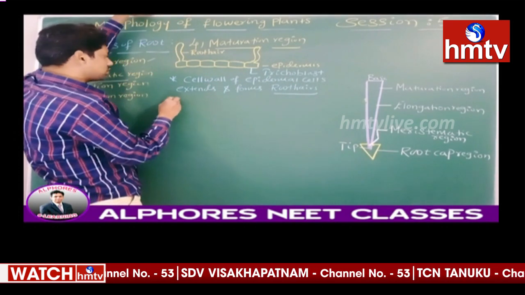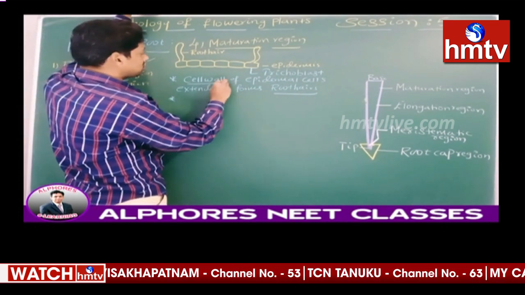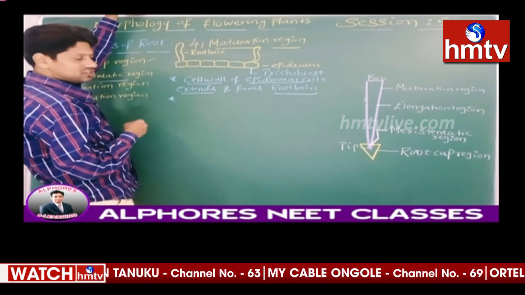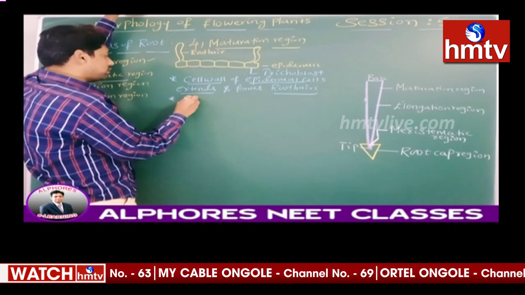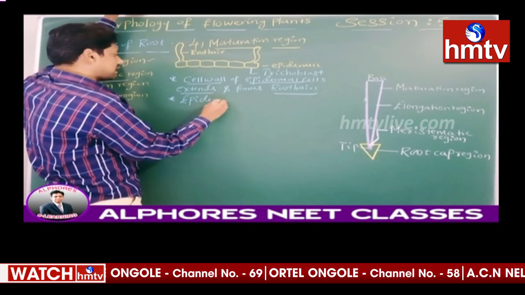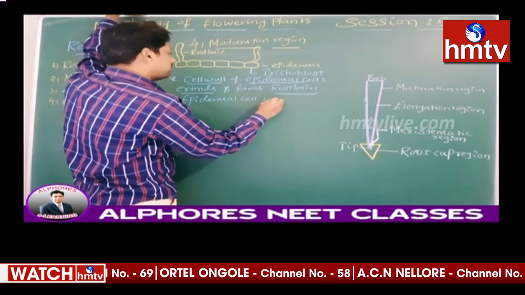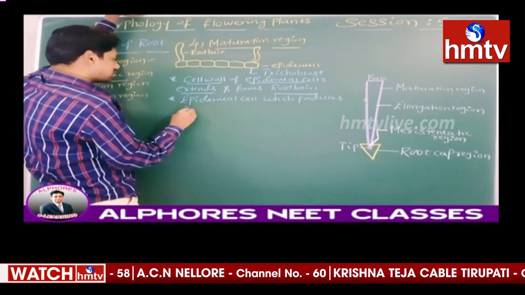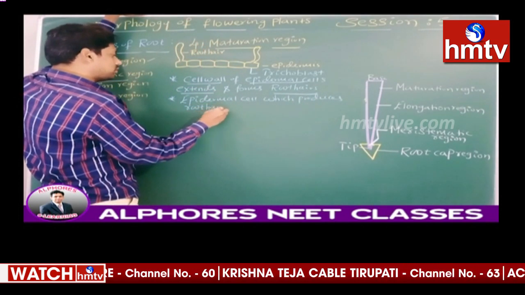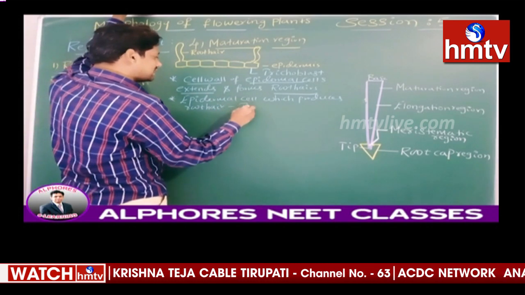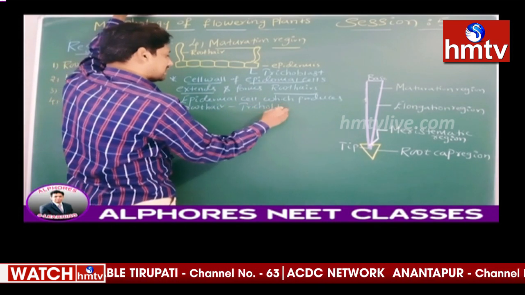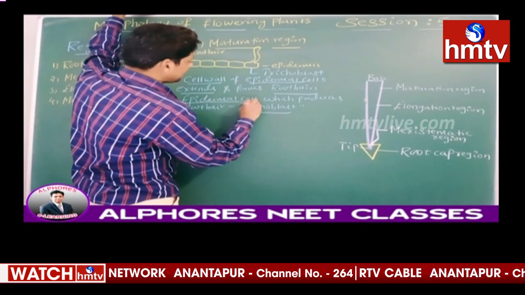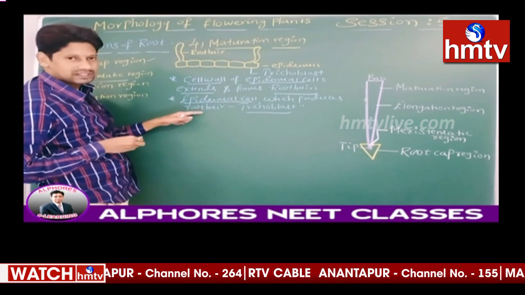Root hairs are formed by the extension of the cell wall of epidermal cells. Now listen to this statement. The epidermal cell which produces a root hair is called a trichoblast. Therefore, a trichoblast is an epidermal cell which produces root hair.